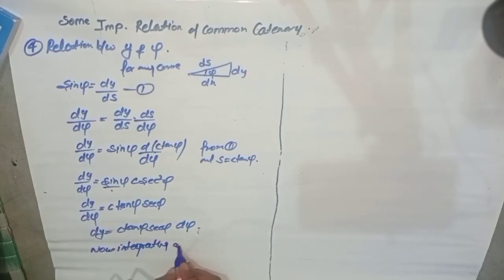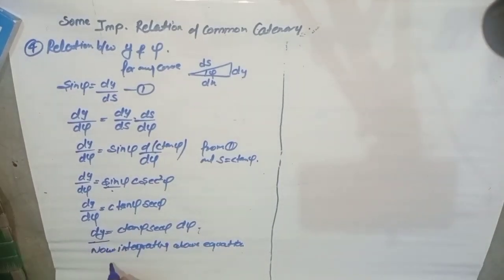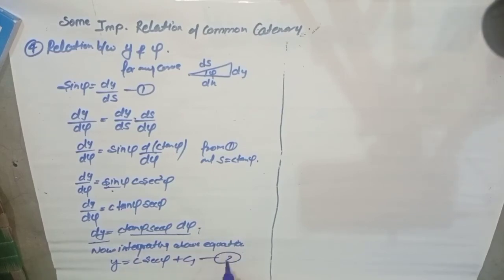Now integrating the above equation, we integrate dy and get y, and c is constant, so it is taken outside, and the integration of tan ψ sec ψ dψ is sec ψ, and c1 is the integrating constant. This is equation 2.